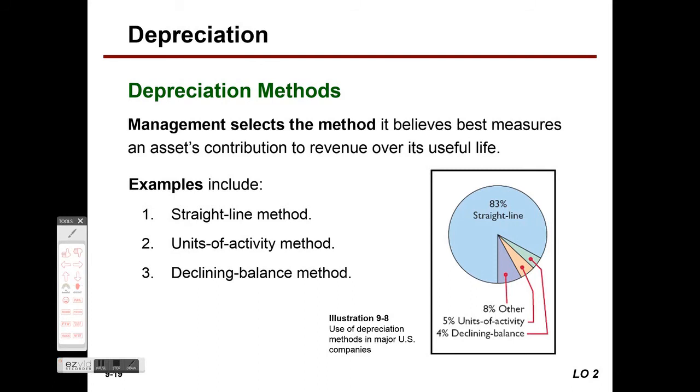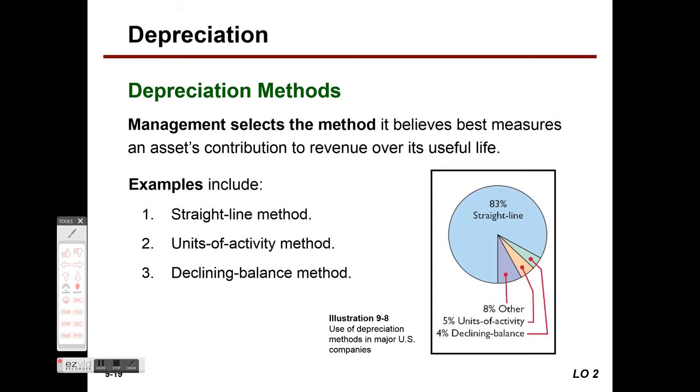All right. So we're going to be responsible for three types of depreciation. There are others that exist in the real world, but based on the chart here, you can see that there's one predominant approach to depreciation. That's the straight line. And once we get into it, you'll see why. It's the most straightforward. It's the easiest, and it gives you a predictable expense each period.